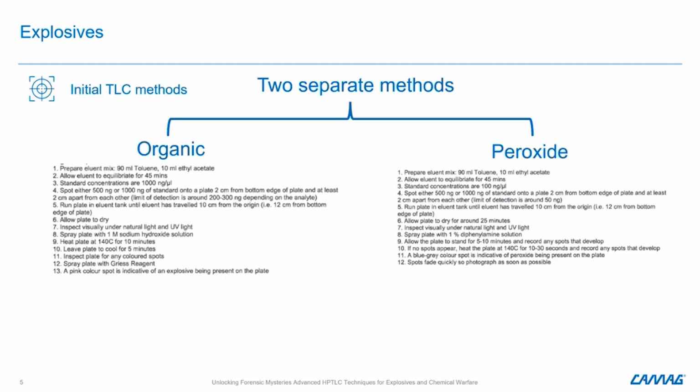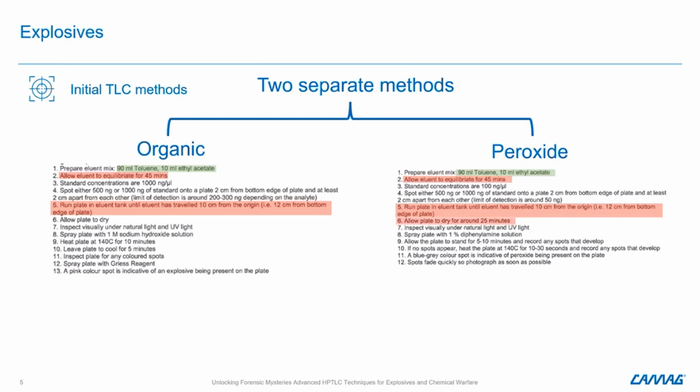Initially, there were two TLC methods, two separate methods, one for the organic and one for the peroxide. You see that they are using both toluene and ethyl acetate as developing solvent. So they use exactly the same. Then for the saturation step, they are using 45 minutes and the developing distance is 12 centimeters from the bottom edge of the plate.